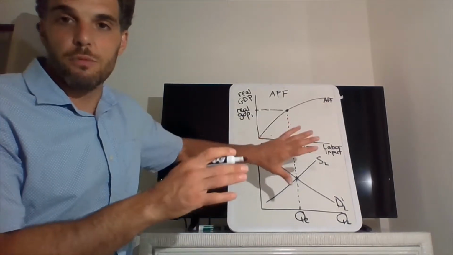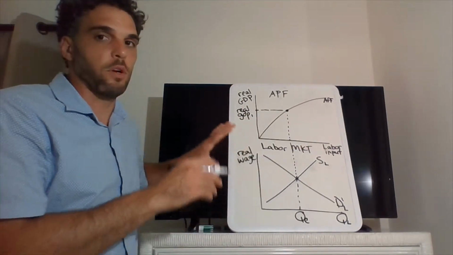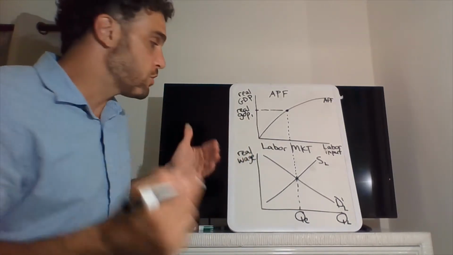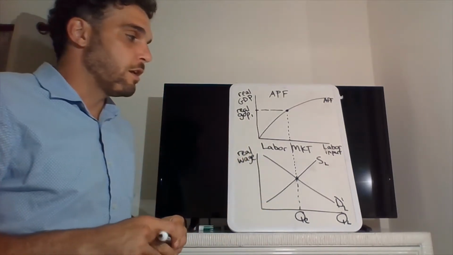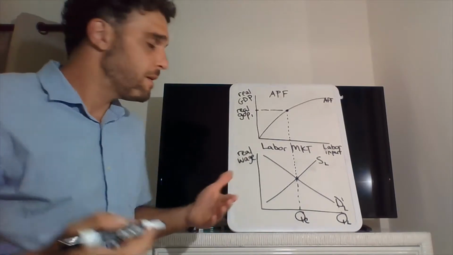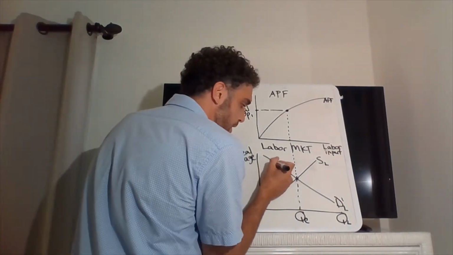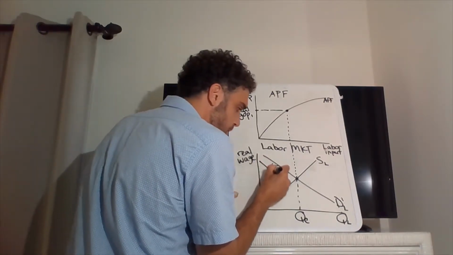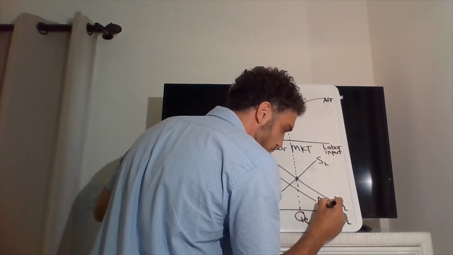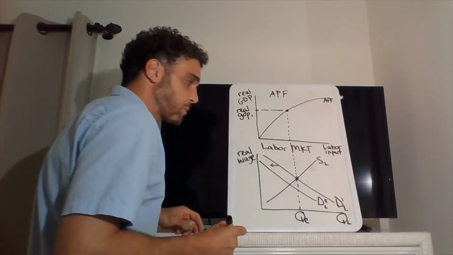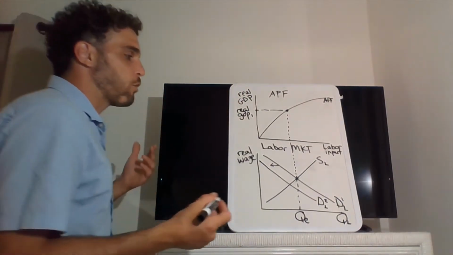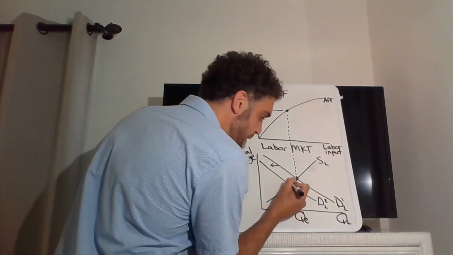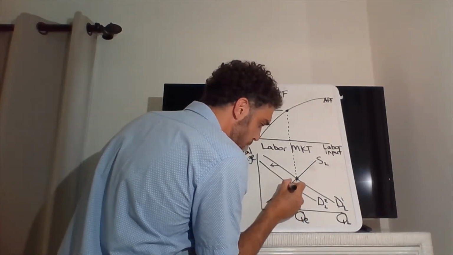Well, we're not going to assume wage rigidity to start off. We're going to keep it simple and assume that wages are flexible. So what happens when there's a negative shock to the economy? Well, demand for labor is going to decrease. And if demand for labor decreases, call it DL2, then our new equilibrium quantity of labor is going to be lower than it previously was.